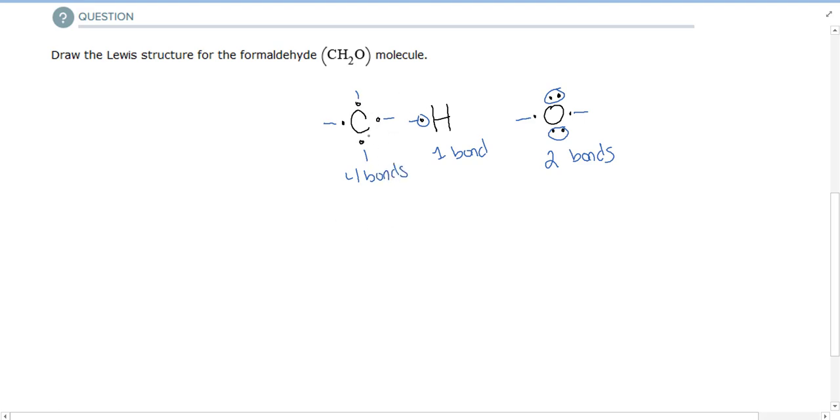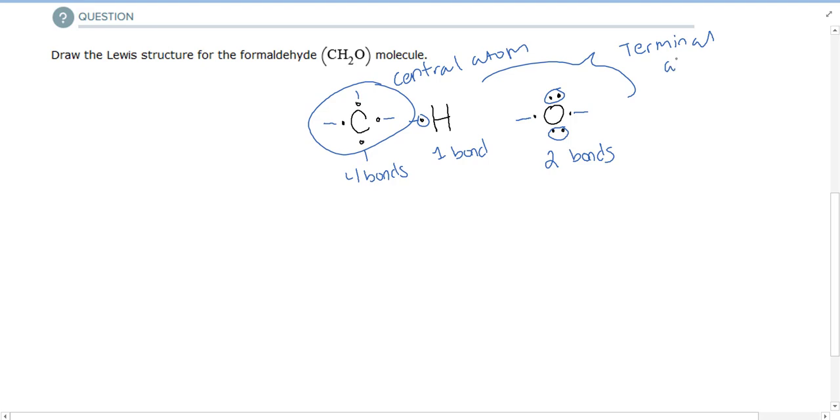Note that because carbon almost never does anything against the octet rule, carbons almost always will have a total of 4 bonds in a molecular structure. So therefore, carbon with 4 bonds, that's going to be our central atom. The other atoms, in this case 2 of these hydrogens and oxygen, are going to be called terminal atoms. If you think about the terminals at an airport being outside or around the outside of the building, that's what we mean by terminal atoms, those that are around the outside of the center.